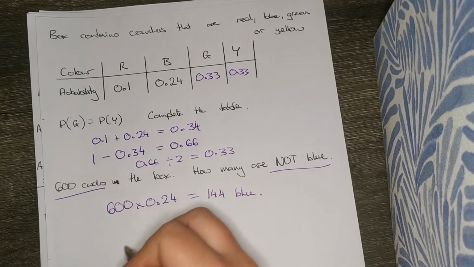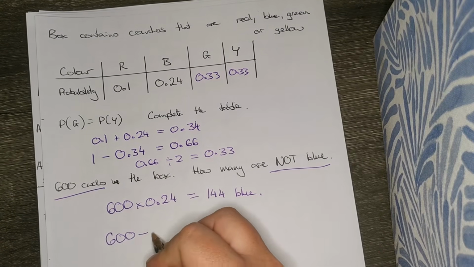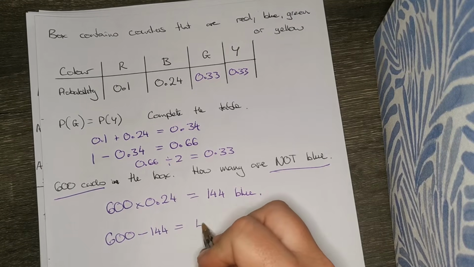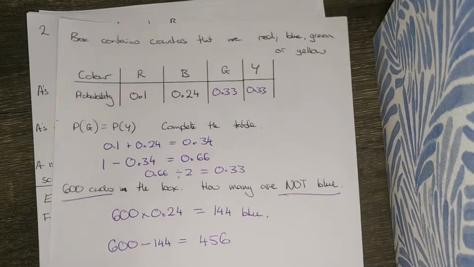So there's 600 cards in total. If I take away my amount of blue cards, that must give me the amount of cards which are not blue, which would be 456.